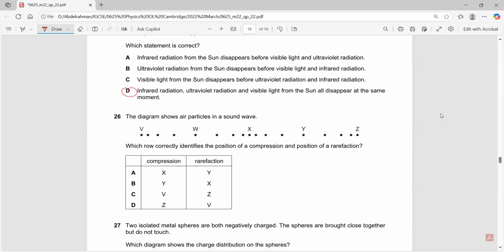Which row identifies the position of a compression and a rarefaction? The compression at X, this seems to be a compression. A rarefaction at Y, yes, this seems to be a rarefaction. This is correct. A is the correct answer.